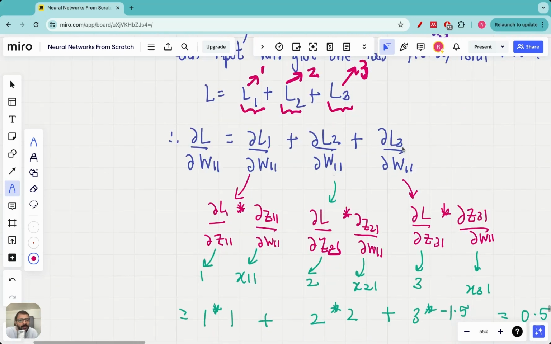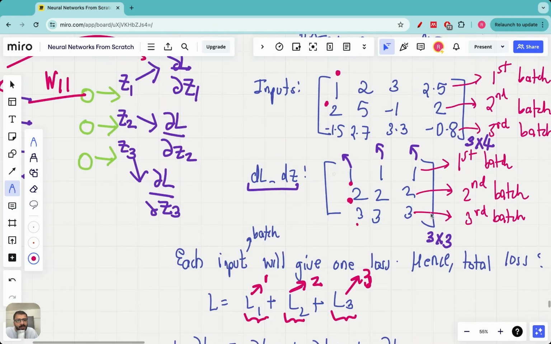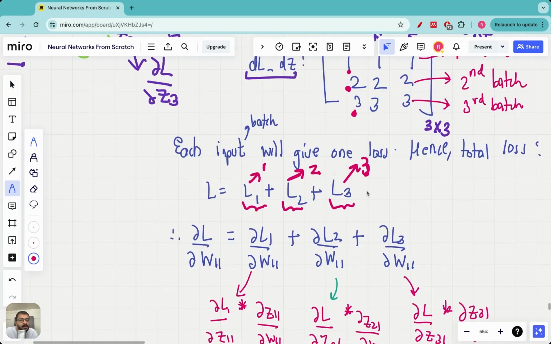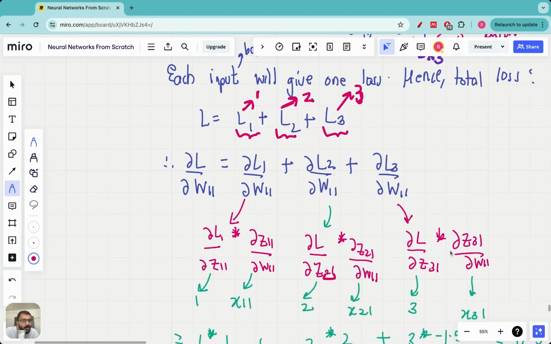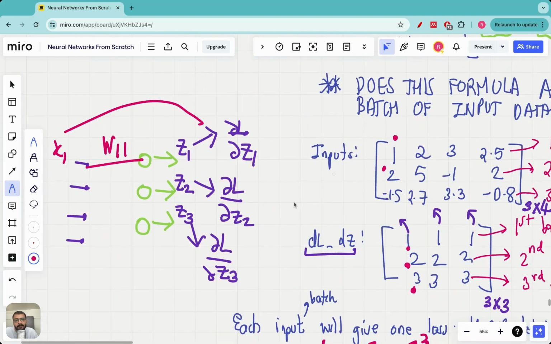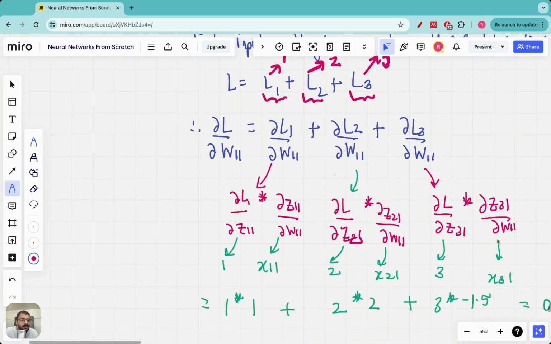And then to that we have to add the partial derivative of the third input batch loss with respect to W11, which is partial derivative of loss with respect to Z31, which is here. Since we are looking at the third batch and we are looking at the first neuron, multiplied by partial derivative of Z31 with respect to W11, which will be the third batch first input, which is this. So that will be X31.